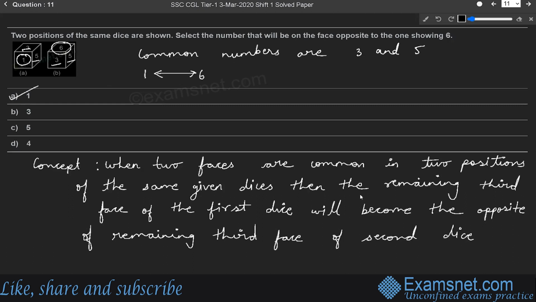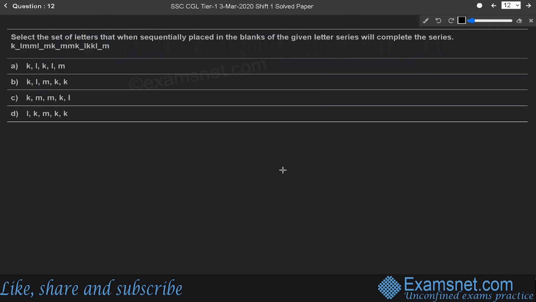I hope the concept is clear to you. All you have to do is you have to look the same numbers in both the dices, and the common numbers will be same in both the dices and the remaining numbers will be opposite to each other. Next question is select the set of letters that when sequentially placed in the blanks of the given letter series will complete the series. A series is given to us and there are 4 different options.